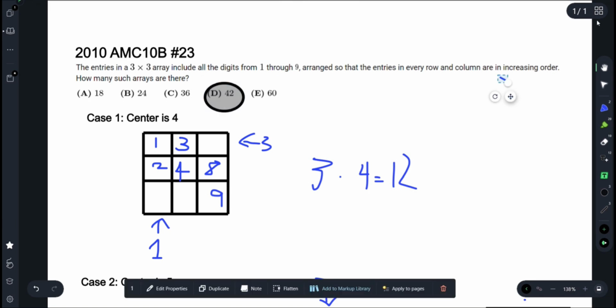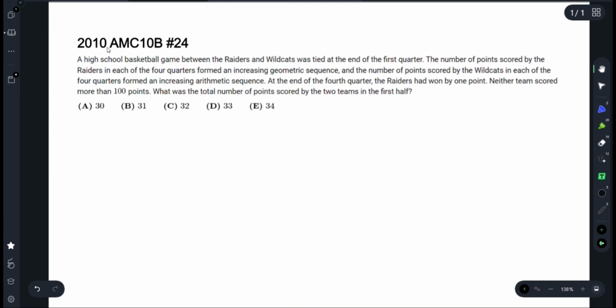D. Hello guys, today we're talking about 2010 AMC10B number 24. High school basketball game between the Raiders and the Wildcats was tied in the first quarter. Number of points scored by the Raiders in each of the 4 quarters form an increasing geometric sequence, and the Wildcats form an increasing arithmetic sequence. And in the 4th quarter, Raiders won by 1 point. Neither team scored more than 100 points. What's the total number of points scored by the 2 teams in the first half?